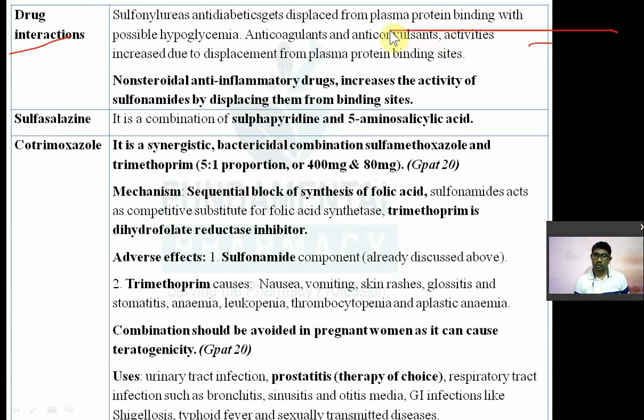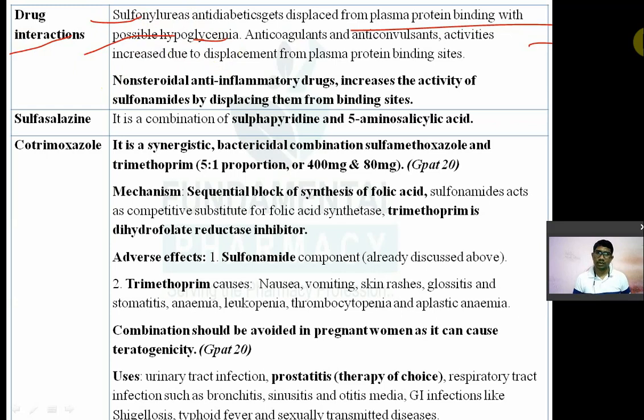Sulfonylureas are also sulfur drugs, anti-diabetic drugs. If the anti-diabetic drug sulfonylurea is given along with sulfa drugs, a displacement reaction occurs and hypoglycemia is possible. The sulfonylurea will be displaced from its protein binding site by the sulfur drugs, and you may suffer from hypoglycemia. Hypoglycemia is because of the excessive sulfonylurea available in the blood.